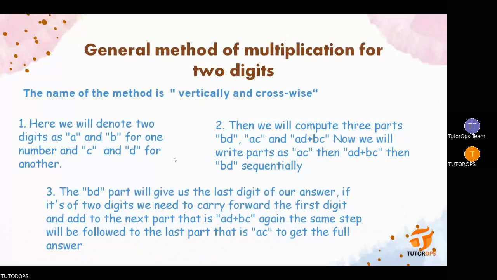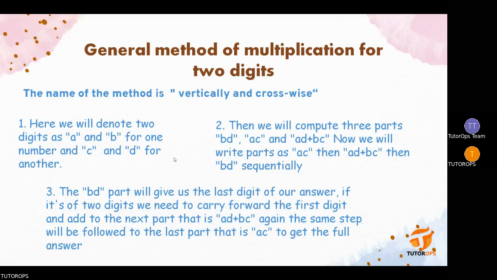That is for 47, I am dividing it as 4 and 7. Then we will compute 3 parts. Remember, here the parts means multiplication. So B into D, that is BD. A into C, that is AC. And AD plus BC part. Now we will write sequentially AC, AD plus BC, and then BD part.